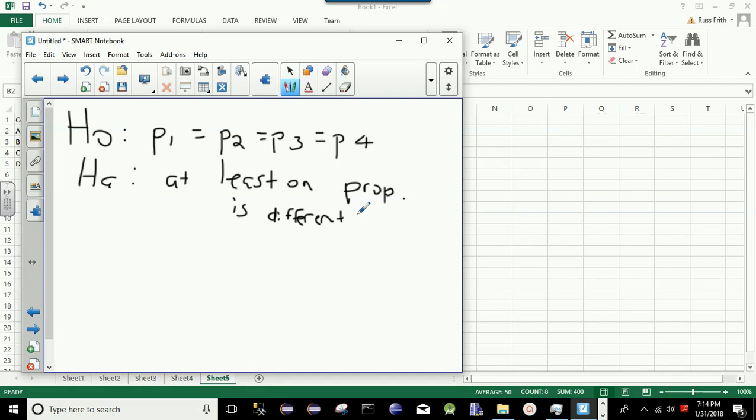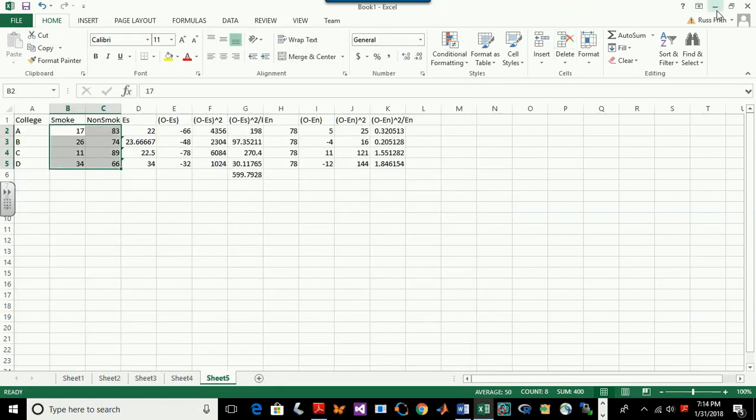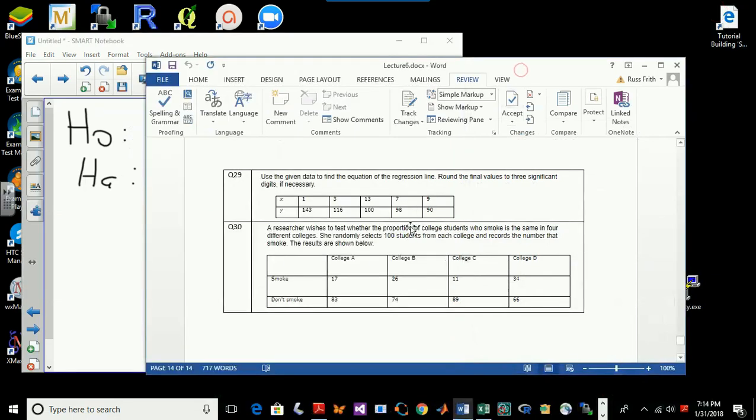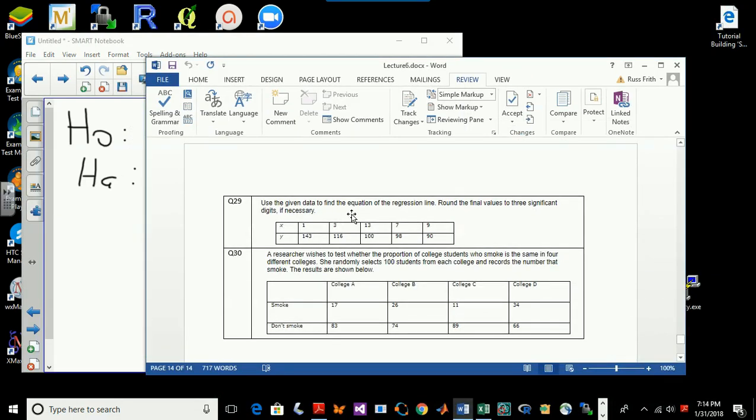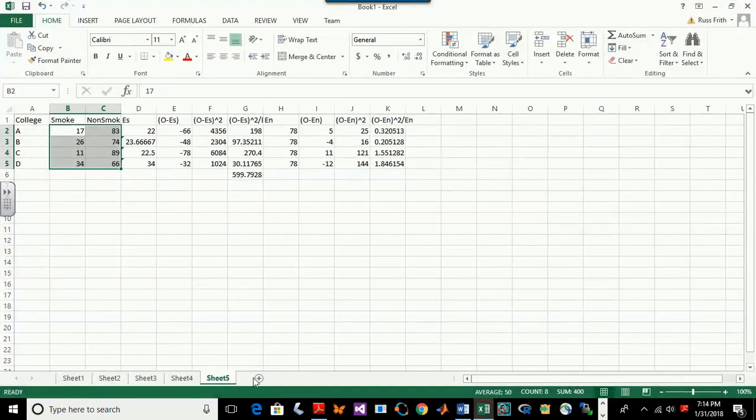All right, so that's 30. Okay, so what next? Okay, so question 29. What is question 29? Use the given data to find the equation of the regression line. Okay, so we have a regression line problem. Again, you can use Excel to do that.